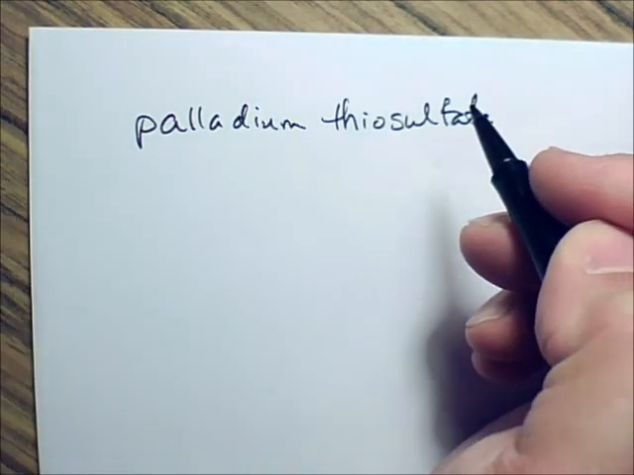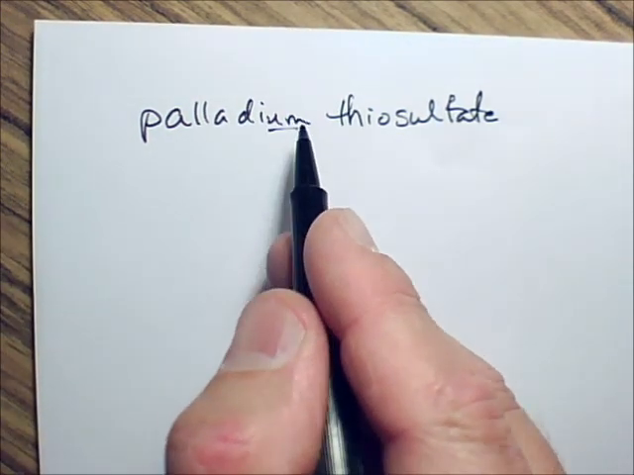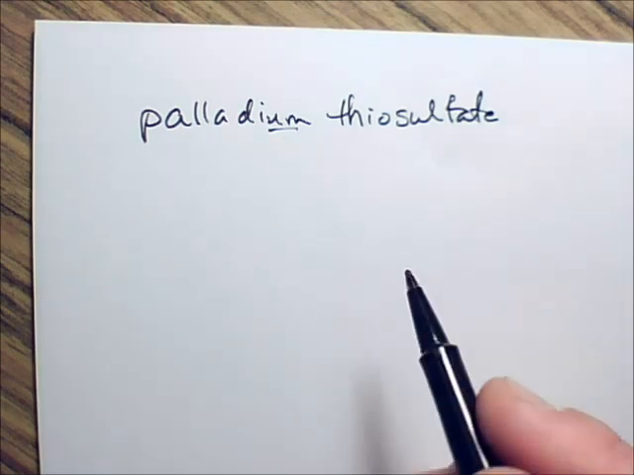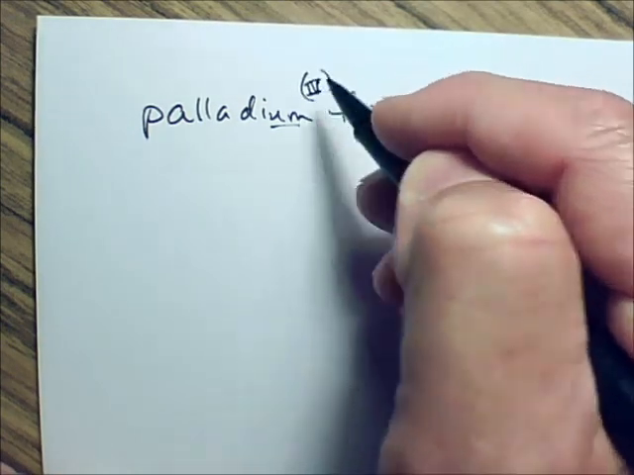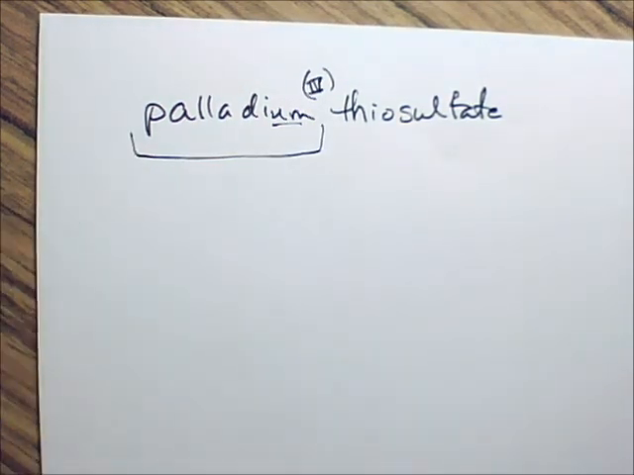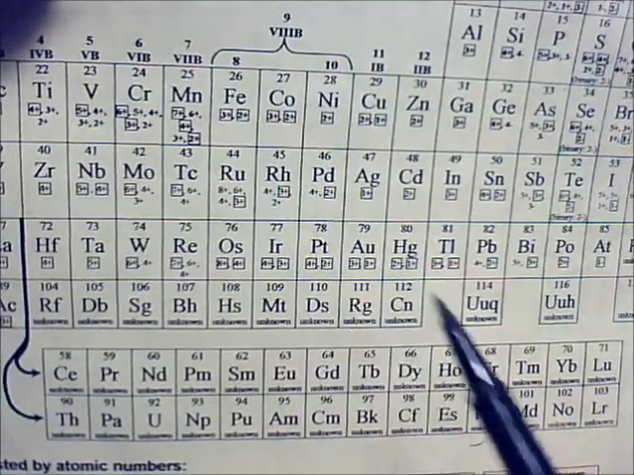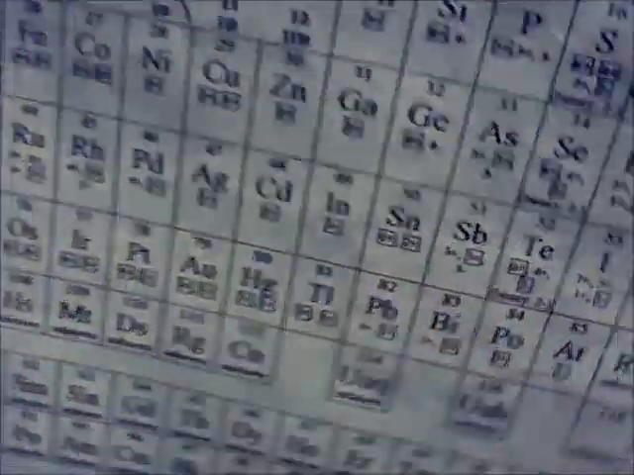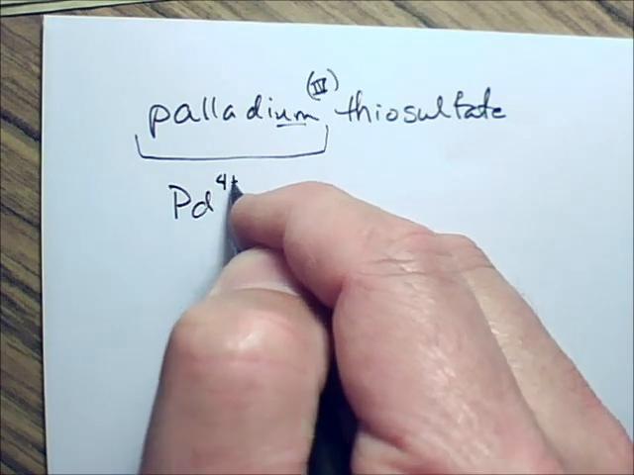Okay. So is palladium an element or a polyatomic ion? Palladium is one of those where IUM usually means that, but not always. Oh, it's the 4 here? Okay. So where do we go to find this one? It could be on the periodic table. You might want to look at the one that has the oxidation numbers. Here's a periodic table with oxidation numbers. I believe Pd is palladium, right? Okay. So we have a Pd, and the Roman numeral 4 means we have a 4+ charge.